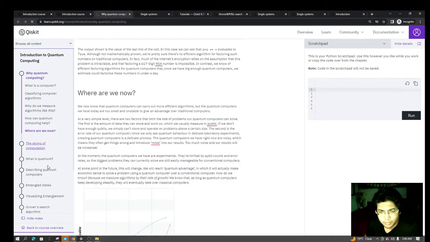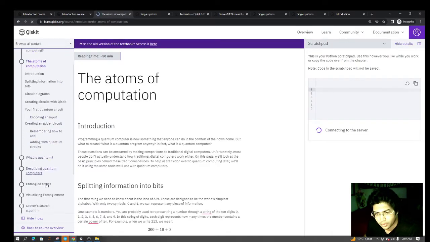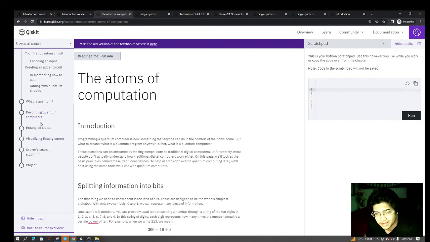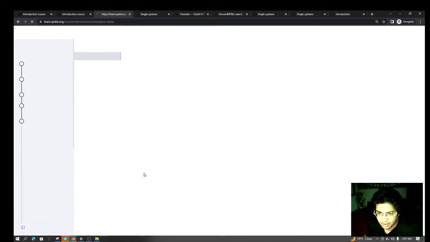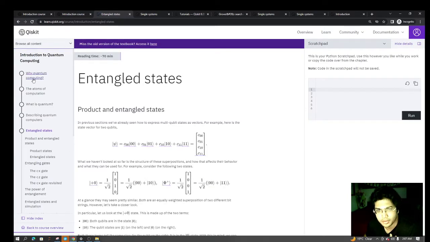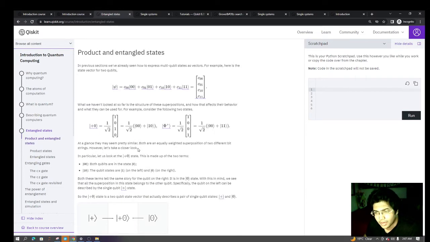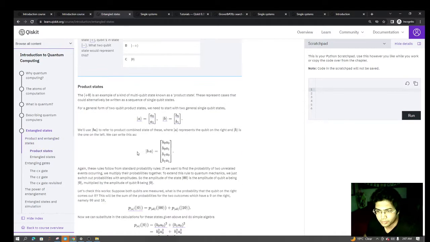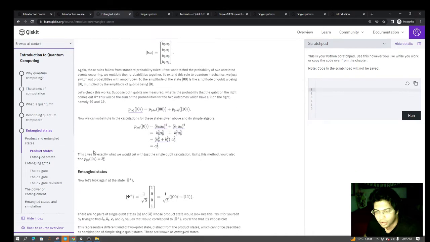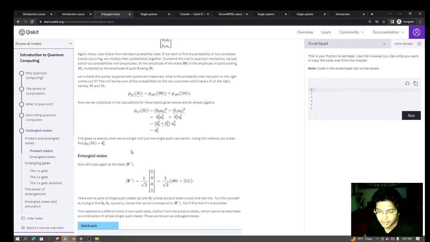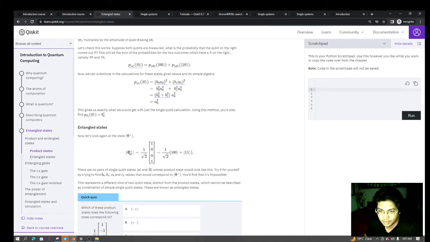So chapters like Atoms of Computation, What Is Quantum, and Entangled States are important for understanding the quantum advantage that they talk about. In the Why Quantum Computing section, they introduce you to the problem, and along with the notation, they establish the topics you need to understand to see why the cause of quantum supremacy or quantum advantage exists.